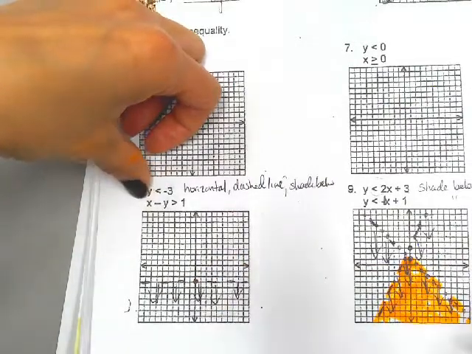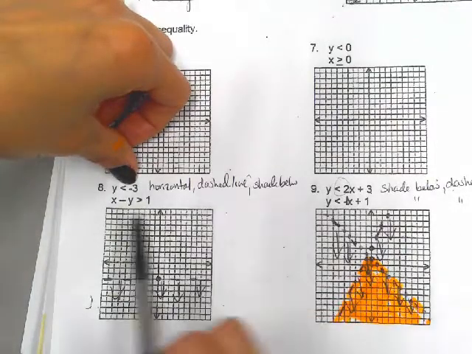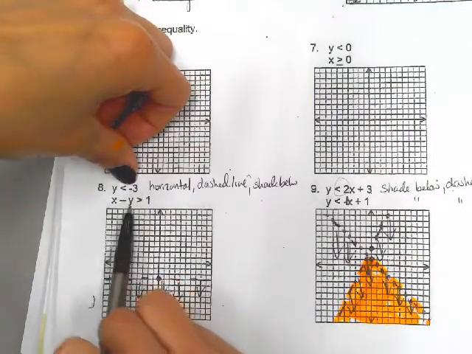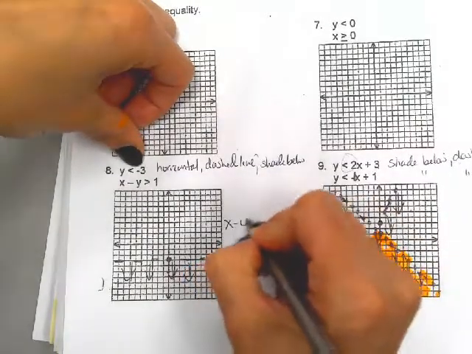Alright, second line. I cannot graph it like this unless I use my calculator. So I'm going to have to solve for y, so it's in slope-intercept form. So I'm going to do it right here. x minus y is greater than 1.